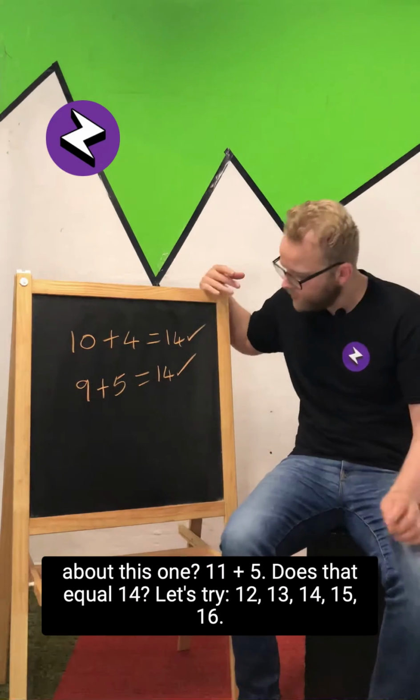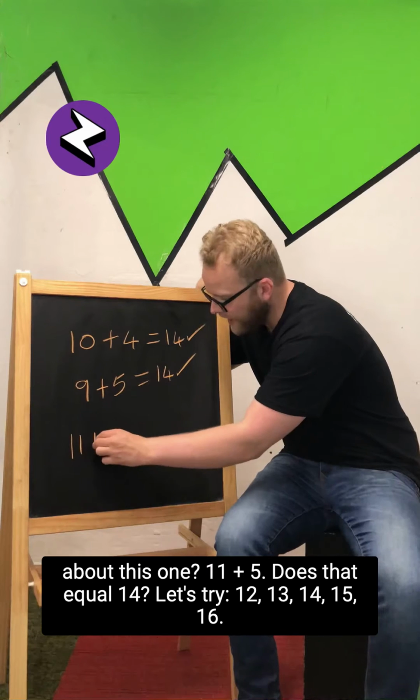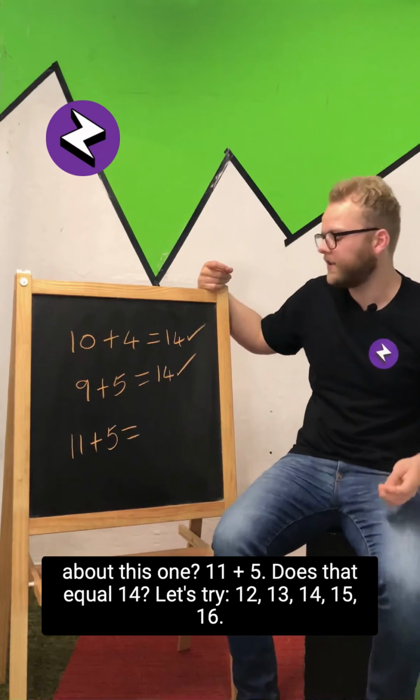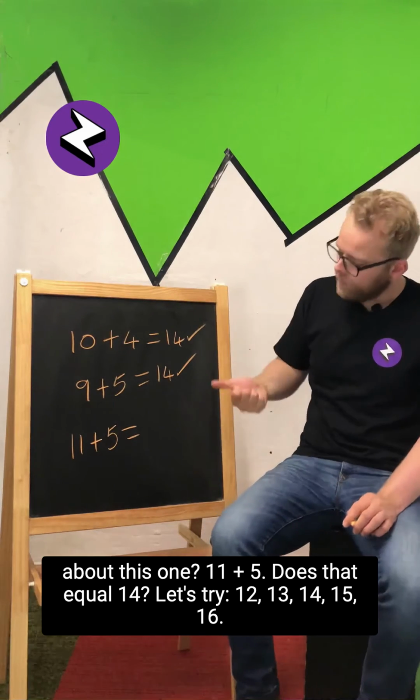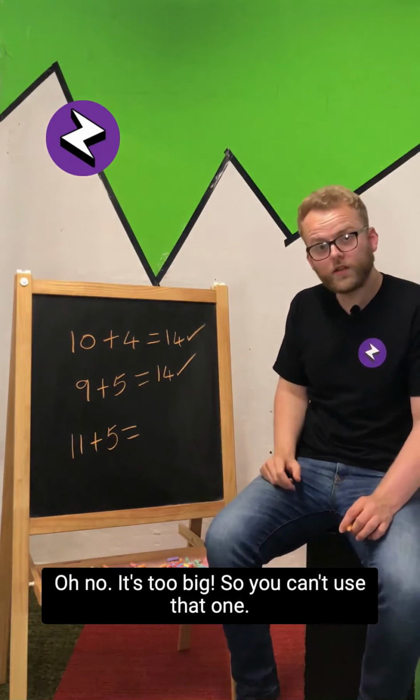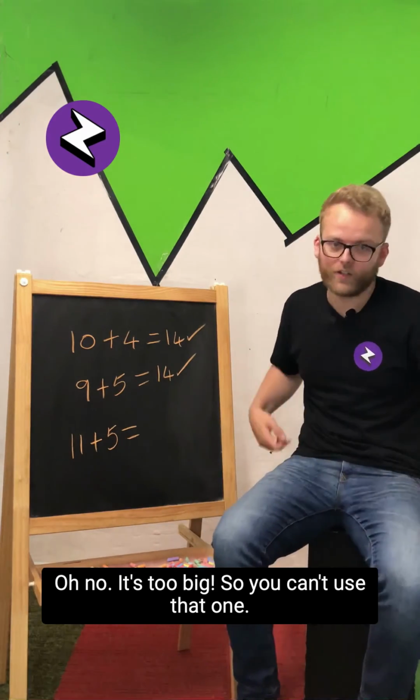But what about this one? 11 plus 5. Does that equal 14? Let's try. 11, 12, 13, 14, 15, 16. Oh no, it's too big, so you can't use that one.